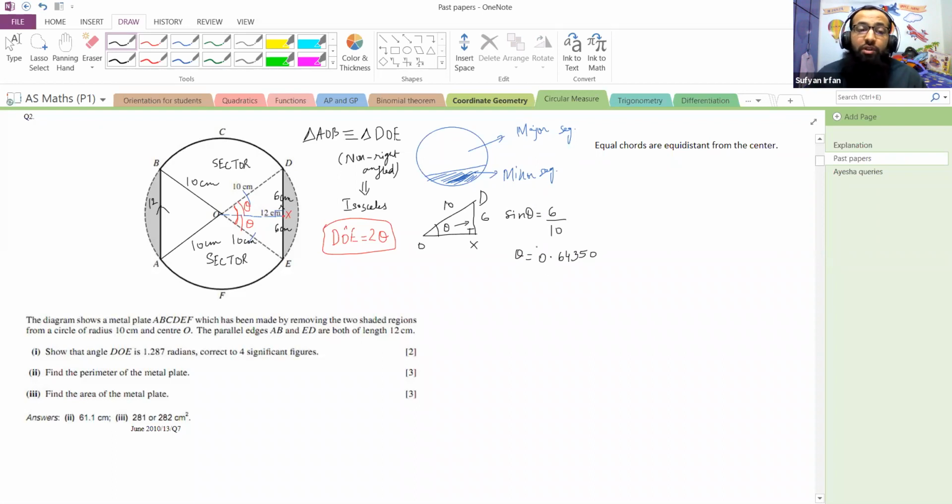As I said, accuracy 5 SF or higher. If someone is saying I will use 6 SF, 7 SF, 8 SF, no one is going to stop you. You can use as much accuracy as you want. But the minimum accuracy level that you need to use is 5 SF, right? So now the value of theta over here would be 0.64350. Now if someone tells me to find the value of 2 theta, because DOE is basically 2 theta, I multiply this by 2. The exact calculator value should be multiplied by 2. And I will then get 1.2870.